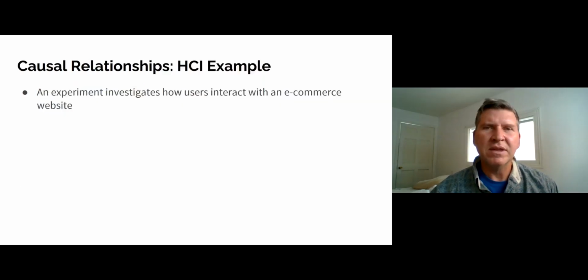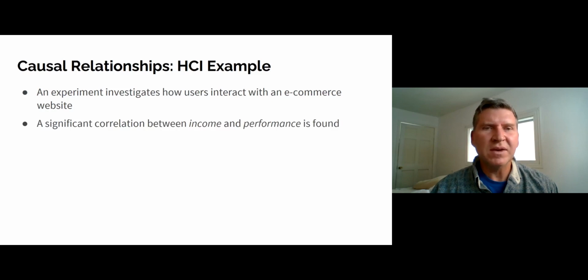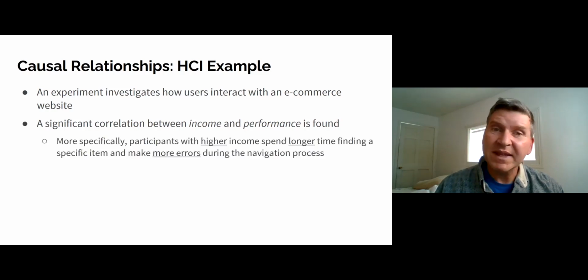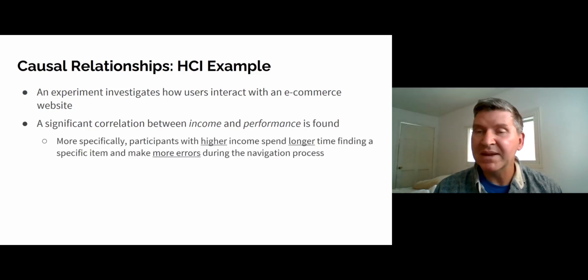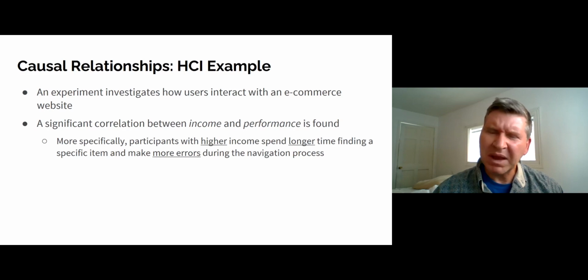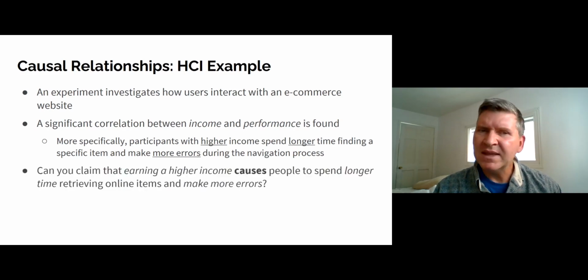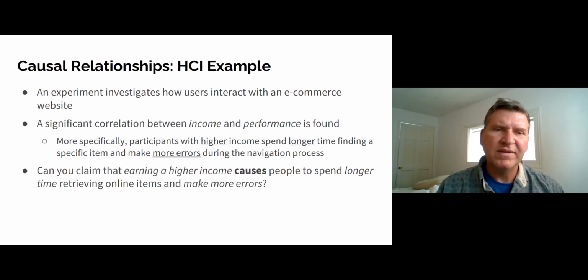So we want to look at how users interact with e-commerce websites, say Amazon or eBay. There's a significant correlation between the income of the participant and their performance. More specifically, participants with higher income spend longer finding a specific item and make more errors during the navigation process. This is puzzling, right? Could we say that earning a higher income causes people to spend more time retrieving online items and making more errors?